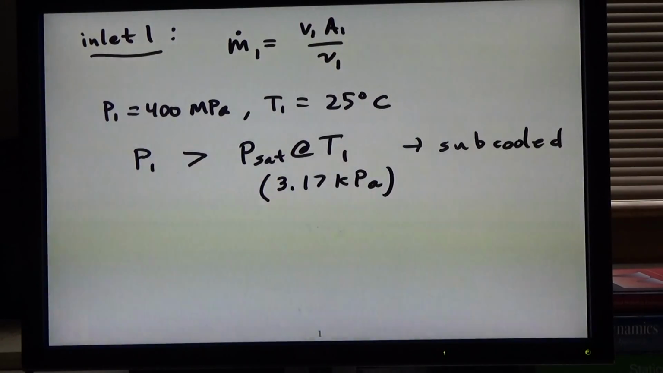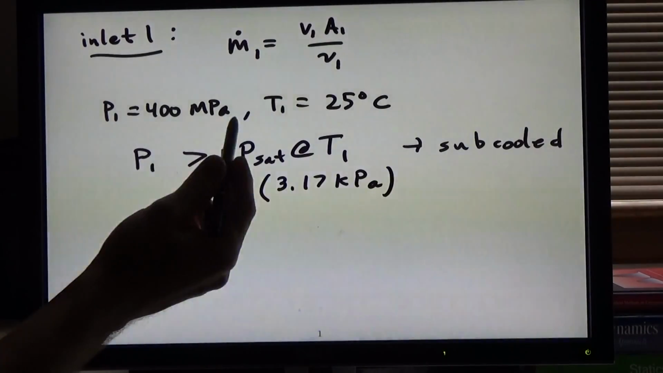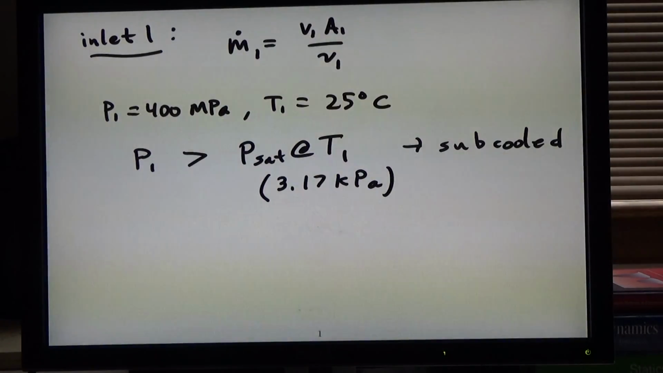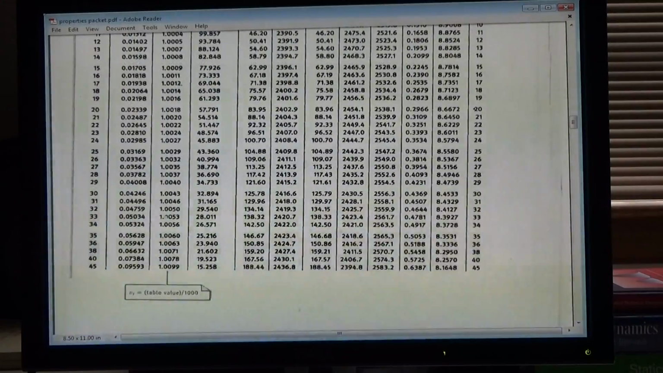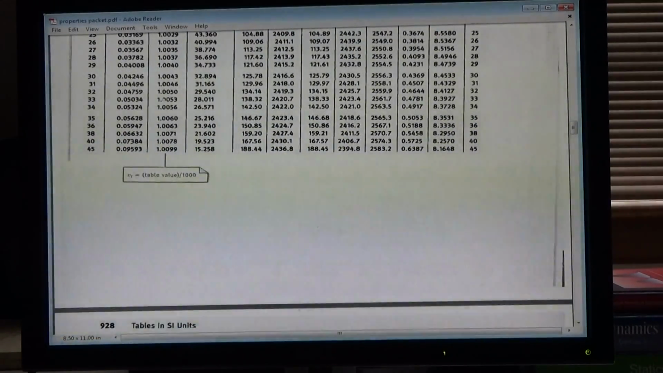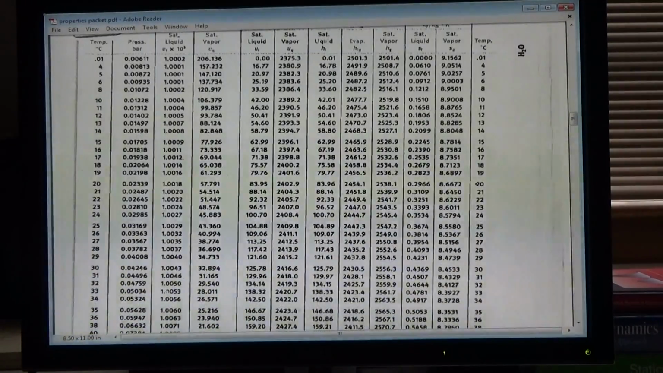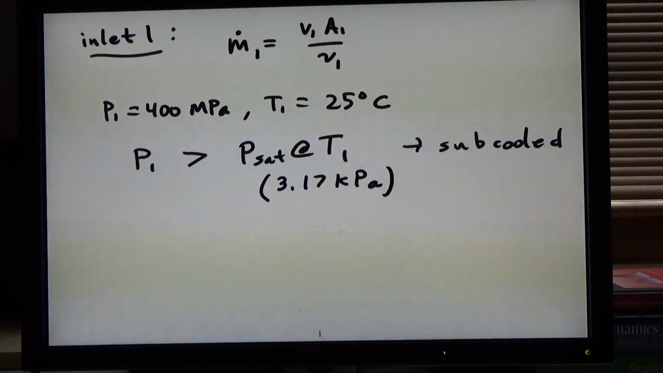So once we have the subcooled liquid, we know that we can try to look up the specific volume in the tables. So we go to the tables. 400 megapascal is a very high pressure, so it actually has a chance of being in our tables. Well, actually, I don't have the subcooled tables here. So what I'll do is open up the book and try to look at the properties in the book.